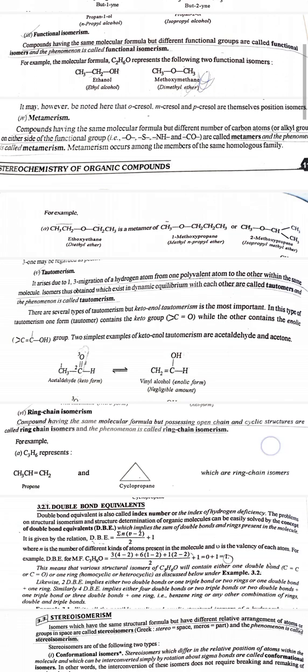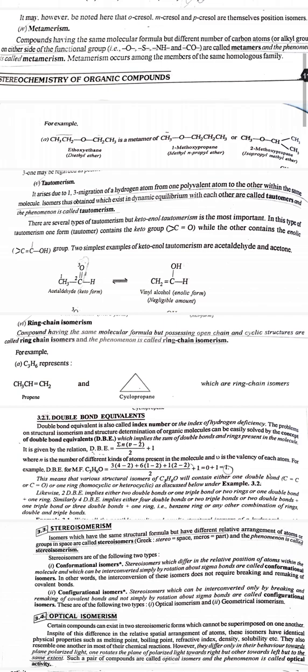Now tautomerism. It arises due to 1,3 migration of a hydrogen atom from one polyvalent atom to the other within the same molecule. Isomers thus obtained which exist in dynamic equilibrium with each other are called tautomers, and the phenomenon is called tautomerism. For example, acetaldehyde is a tautomer of the enol form or vinyl alcohol.